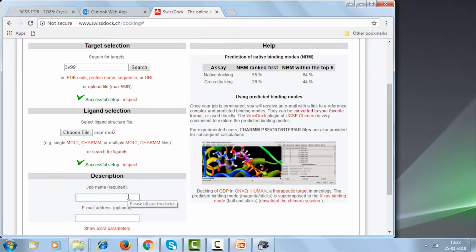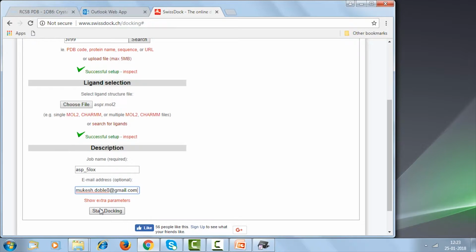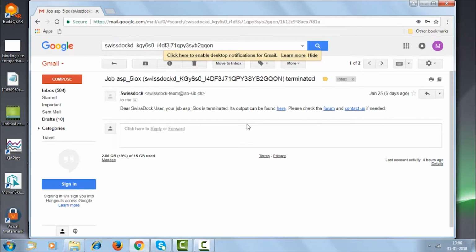and then we can give the job name, aspirin dash Philox, and then we can give my email ID here, and then the results will come to you. Okay, the results from SwissDock come to your email.